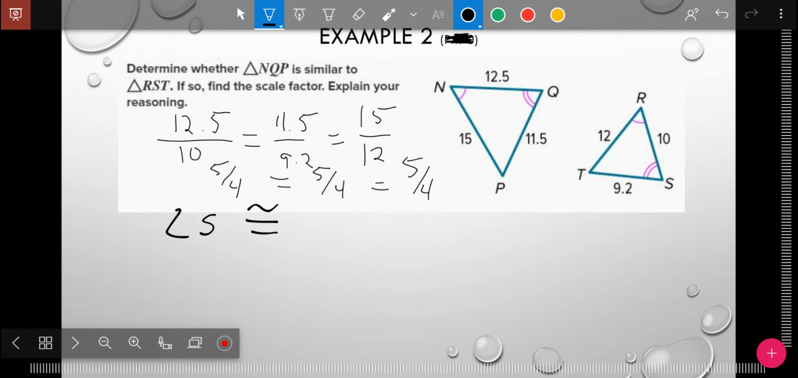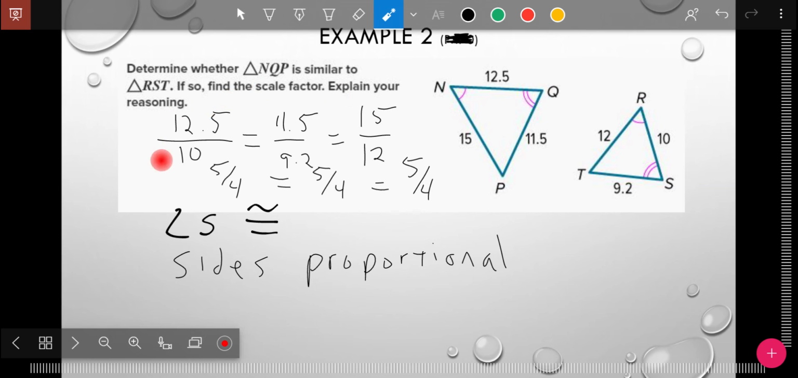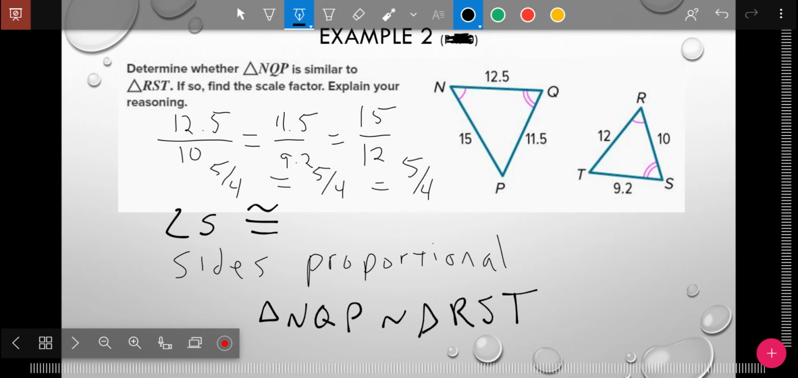And so that means you have shown the sides are proportional. So you explain, you have to show this work. This work is the explaining. Angles congruent, sides proportional. And then you would say triangle NQP is similar to triangle RST, or maybe you'd say yes. That's true.